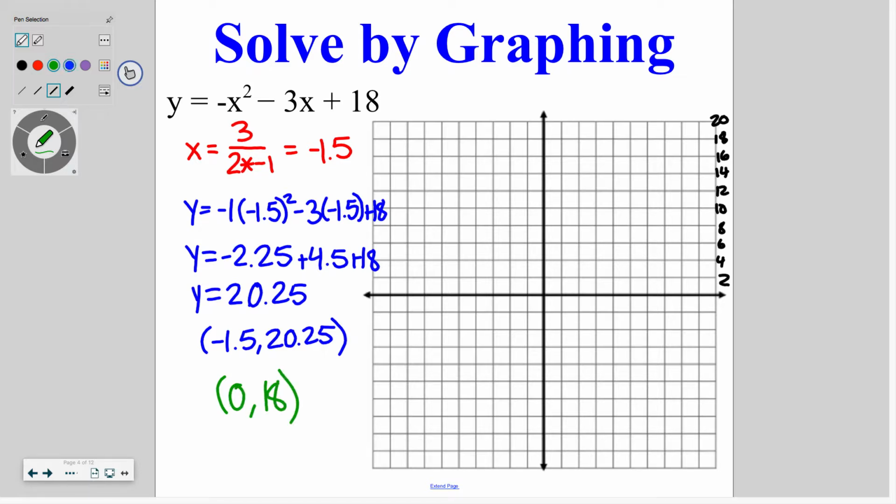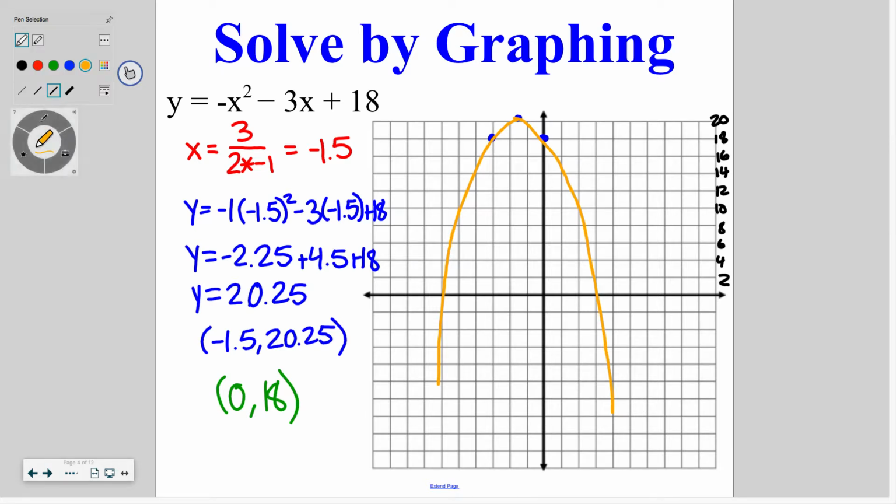I'm going to go ahead and put my first point on there, which is negative 1.5, and then up 20.25. And then I'm going to go ahead and put that y-intercept on at 0, 18. Symmetry gives me a point at negative 3, 18 as well. I'm going to go ahead and connect those using my parabola shape.